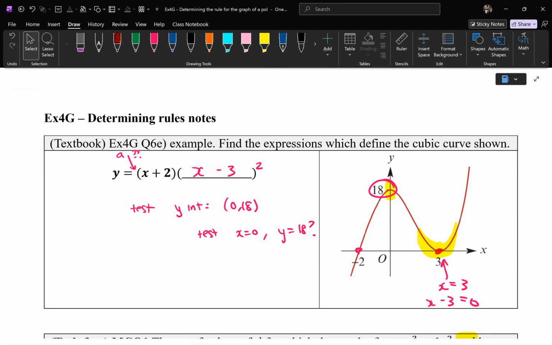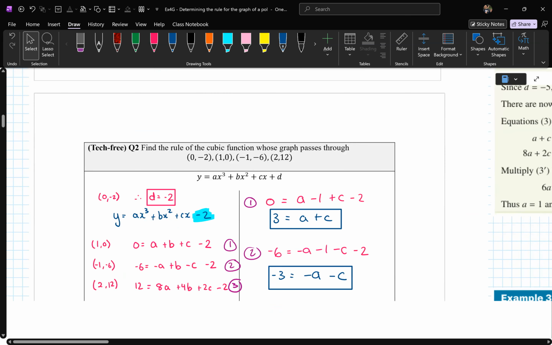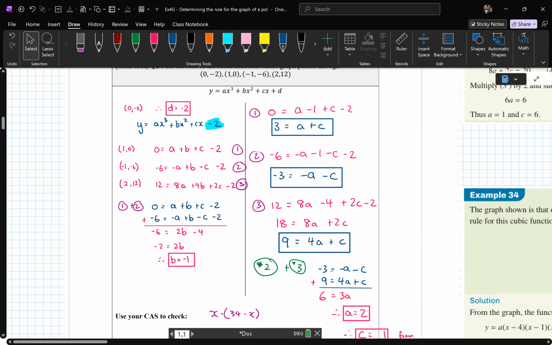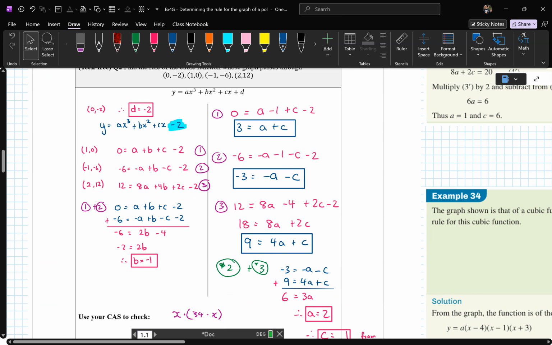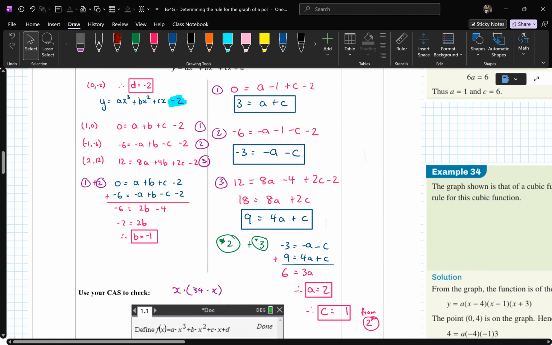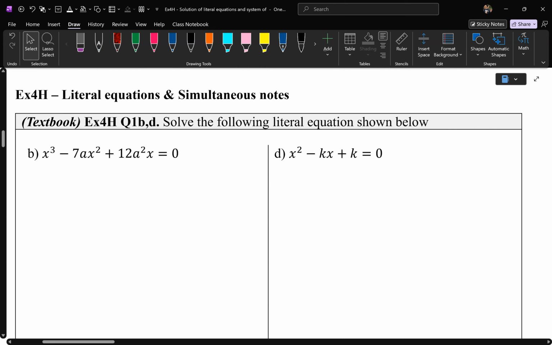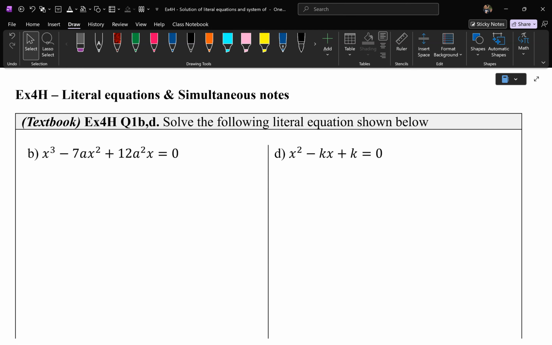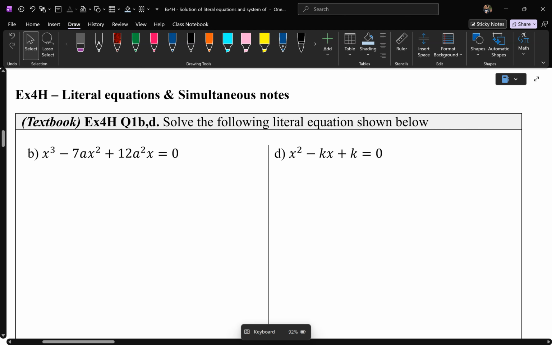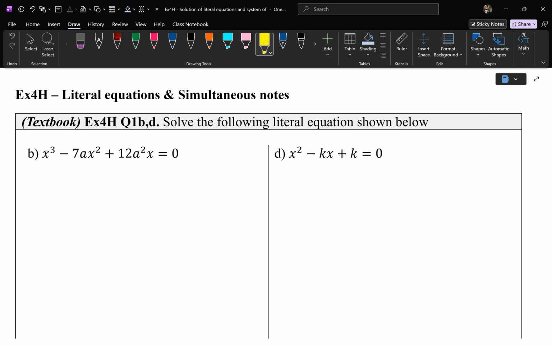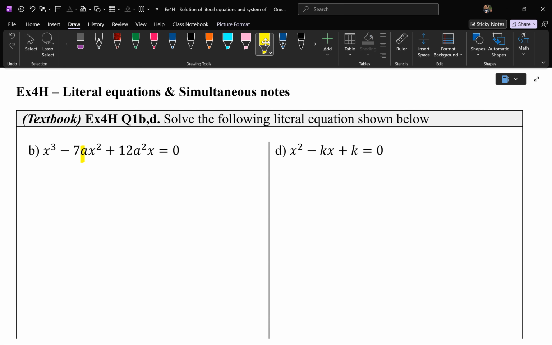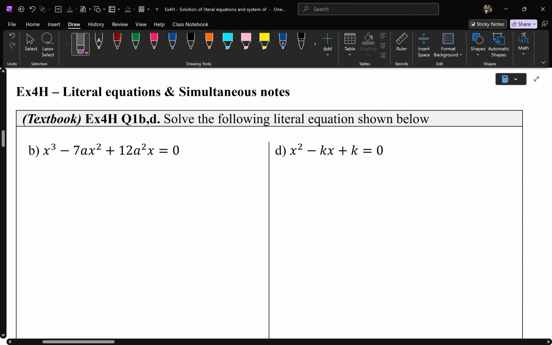Okay, that's 4G. All right, team. I'll leave this here for those who are watching this video. And pause the video here to look at my solutions. Otherwise, 4H is literal equations and simultaneous, so very similar to 4G. That's why we're doing them both together. The only difference is you get what we call parameters. These are called parameters. Whoops. There's A's, not the X.